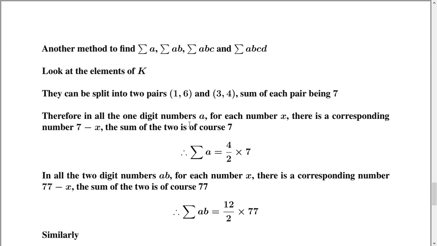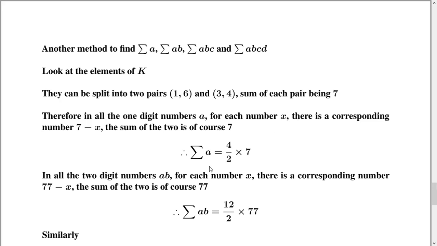So consider all the single digit numbers first, single digit elements. For each number x, there is going to be a corresponding number 7 minus x, which is different from x. So for 1 there is 7 minus 1, 6. For 6 there is 7 minus 6, 1. For 3 there is 7 minus 3, 4, and so on. The sum of this pair x and 7 minus x is of course 7. Right, so we just need to find the number of such pairs and multiply it by 7, because 7 is the sum of the numbers in each pair.